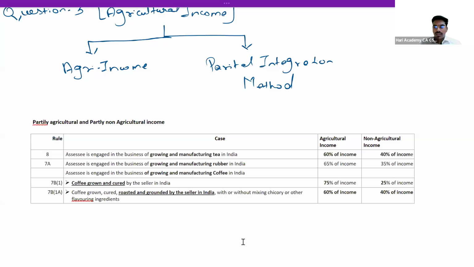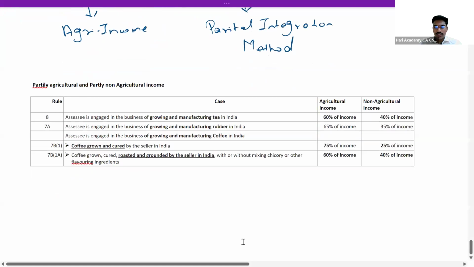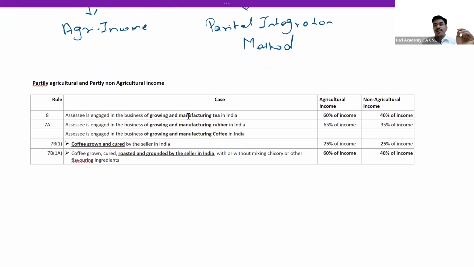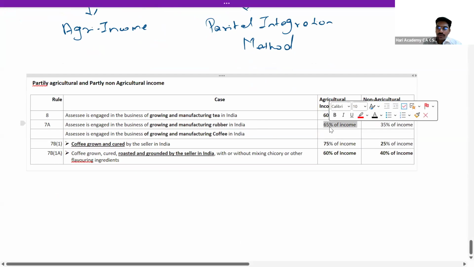So if you see, this is the table which we use to determine what portion of an income, if a person is engaged in growing and manufacturing of tea, pertains to agricultural income, and what portion pertains to non-agricultural income. If a person is engaged in growing and manufacturing of tea, 60% of his income is deemed to be agricultural income, and 40% is deemed to be non-agricultural income. If a person is engaged in growing and manufacturing of rubber, 65% of his income is deemed to be agricultural income, and 35% is deemed to be non-agricultural income.